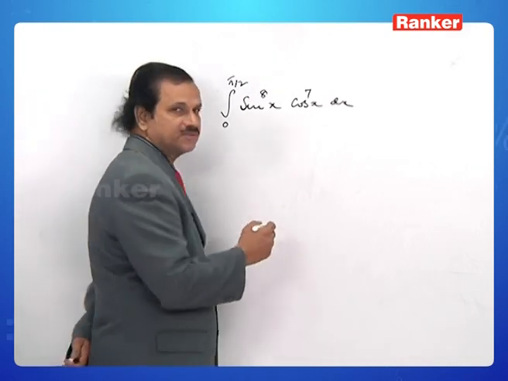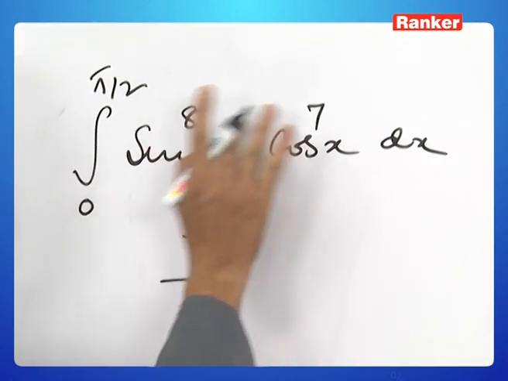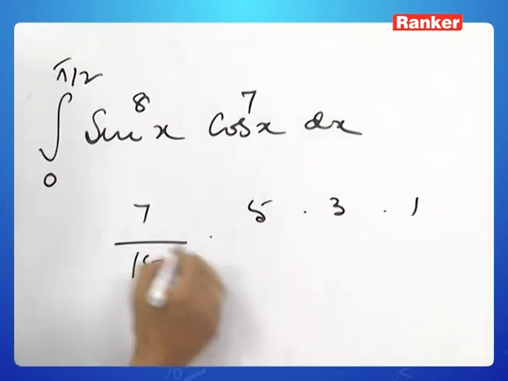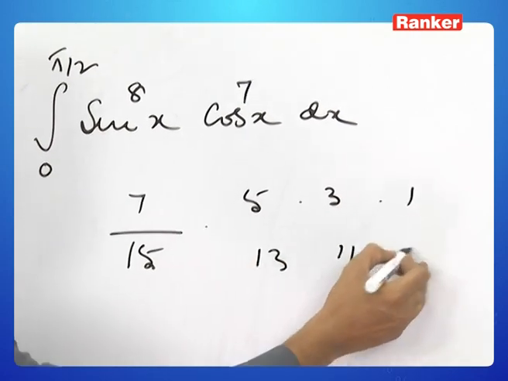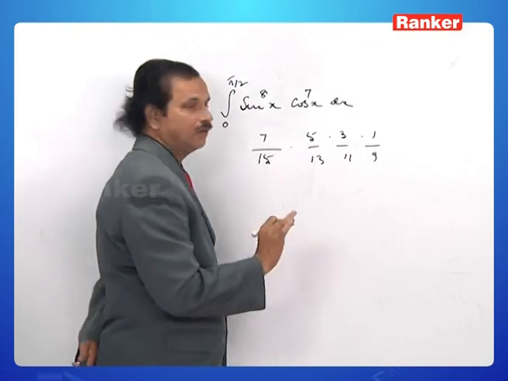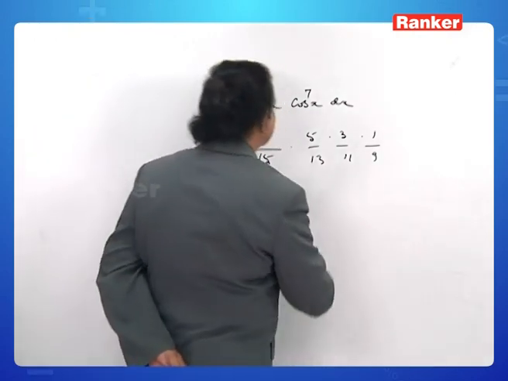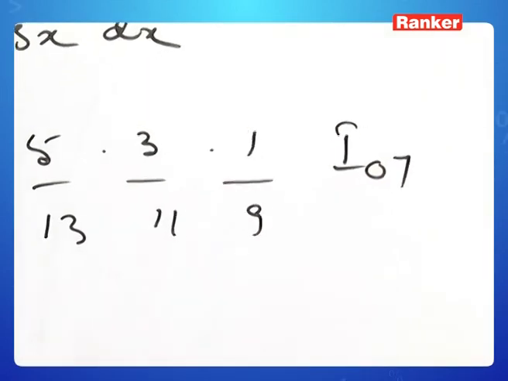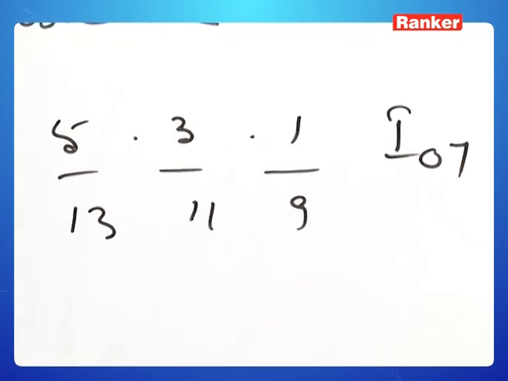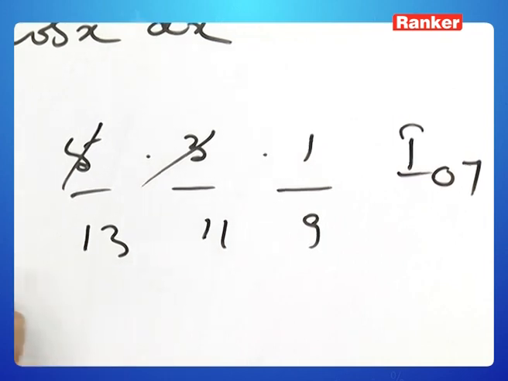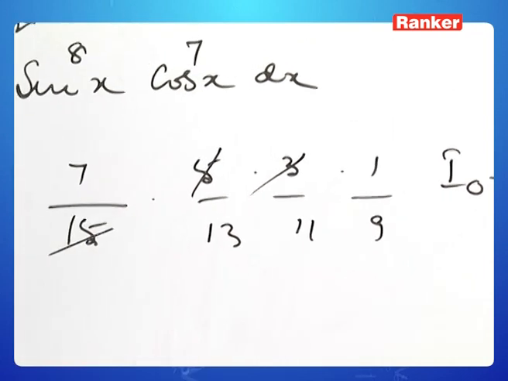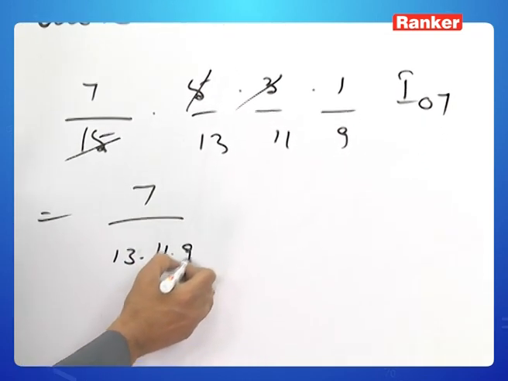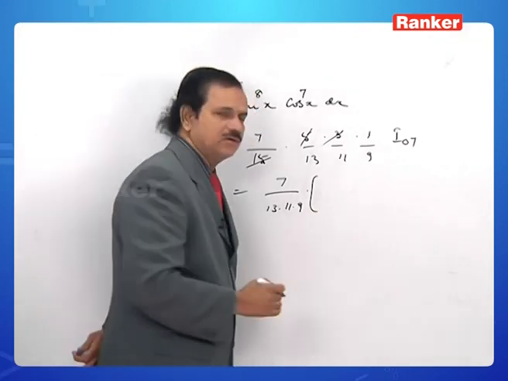Starting step is m minus 1 by m plus n, that is 15 into 5, 3, 1. In the numerator, 13, 11, 9 in the denominator. Okay, stop there. Now, as m is even, you should have I0n, n is of course 7. Any more cancellations? 5 3s so 15, it can be cancelled. Any more? No more. Okay, this 7 by 13 into 11 into 9 into what is I07?